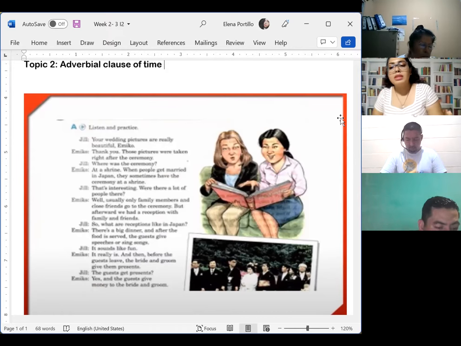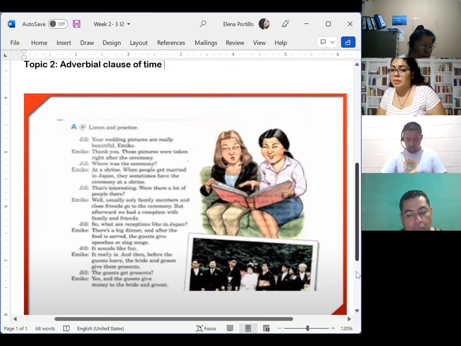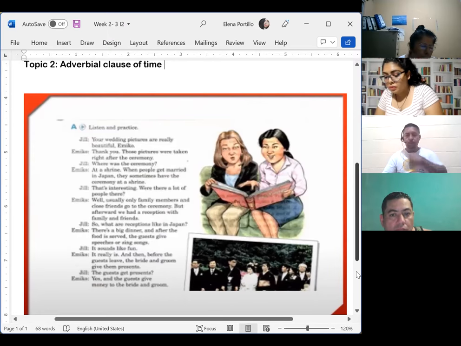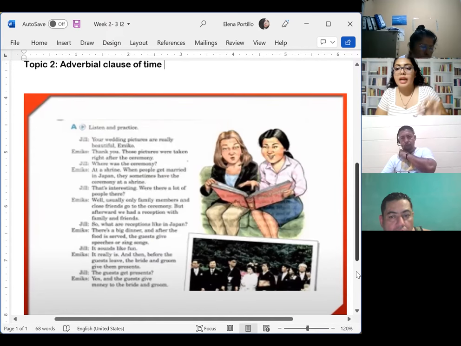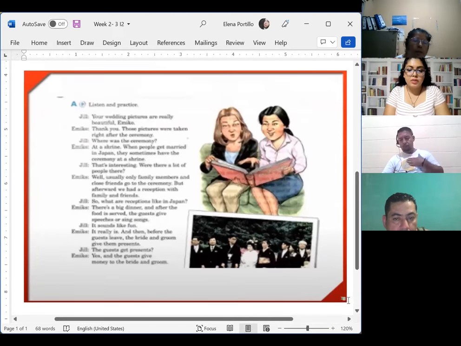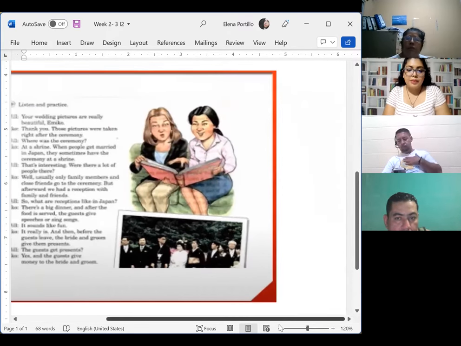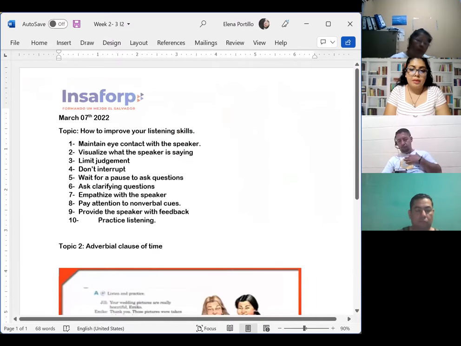So, en esta conversación estamos hablando de adverbial clause of time. Vamos a hablar de los adverbial clause of time. En la conversación estamos utilizando esas palabras, los adverbios, que nos están demostrando tiempo. So that's the point of the conversation, not the wedding, the adverbial clause of time. So, we have some information about the adverbial clause of time, and in this case, the adverb.